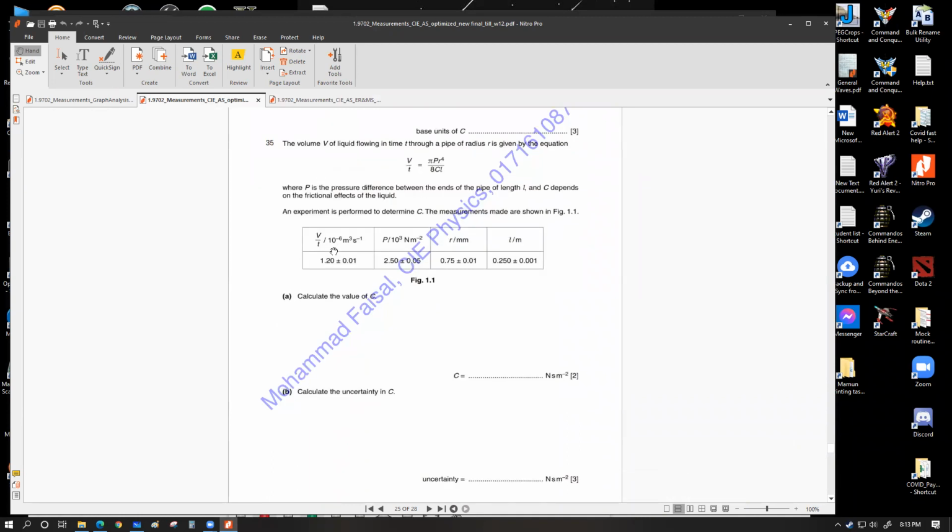There it is. The volume V of a liquid flowing in time T through a pipe of radius R is given by the equation V by T equals pi PR to the power 4 divided by 8CL, where P is the pressure difference between the ends of the pipe of length L, and C depends on the frictional effects of the liquid. An experiment is performed to determine C. The measurements made are shown in figure 1.1. So V by T has a value, P has a value, R has a value, L has a value. Calculate the value of C, calculate the uncertainty in C. Okay, I get the question.